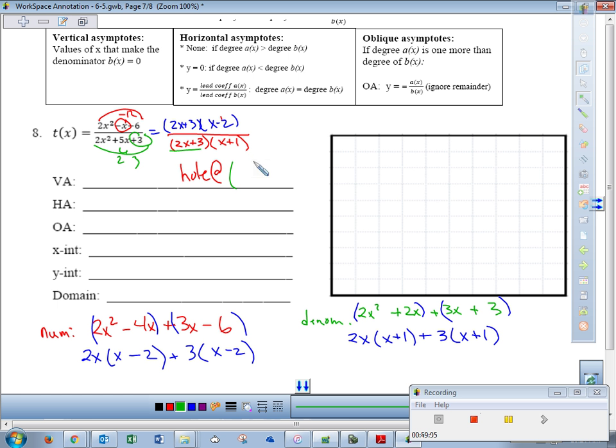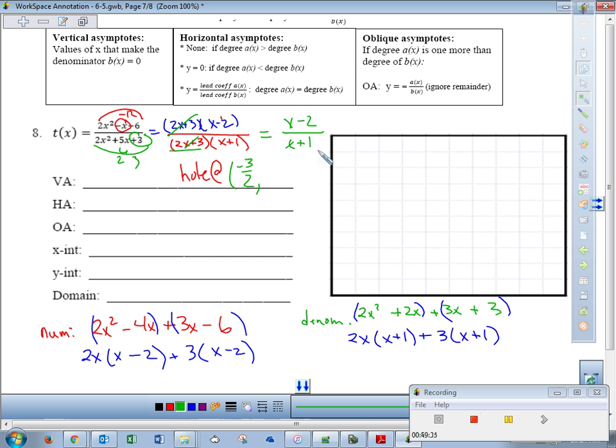Not negative 2/3, negative 3/2. Cool? Negative 3/2. Then how do I figure out the y value? It's time to clean up. These go away. They divide out to be 1, right? And you'd be left with x minus 2 over x plus 1.